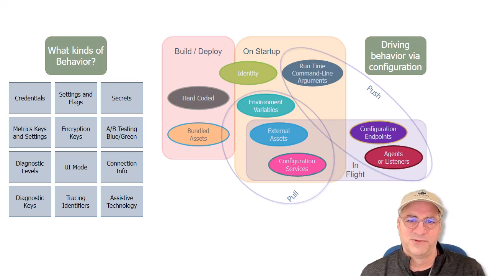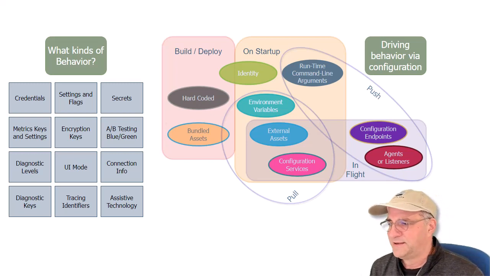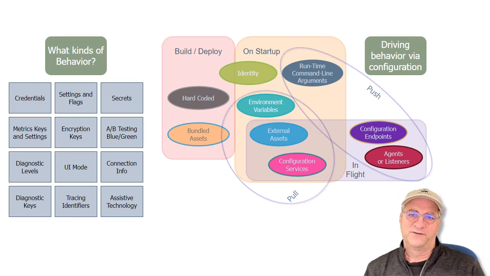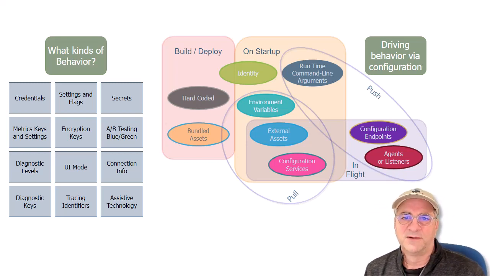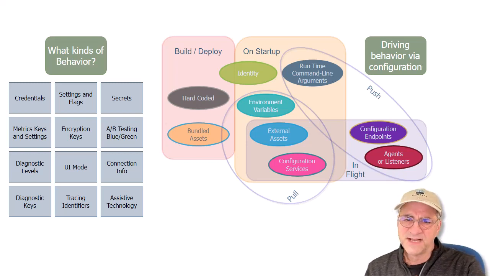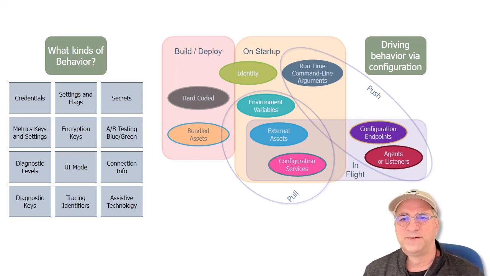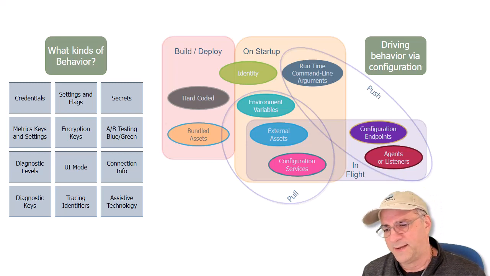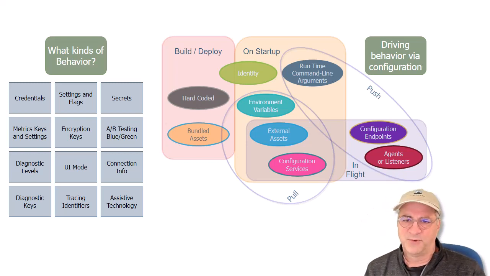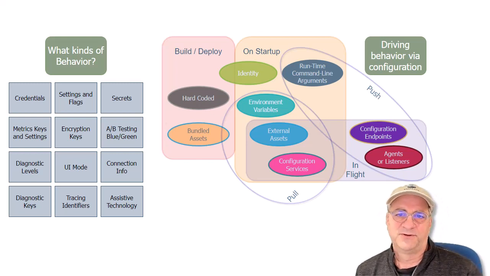We can do it at build deploy time, so we basically create some kind of bundle that's got configuration in it already. We can do it on startup, so that's externalizing from the deployment bundle what the preferences are, and we'll talk a little bit about that. And the other one is in flight, and so that's the app's running for some period of time, and it picks up changes in the environment or in the configuration that you gave it over time.